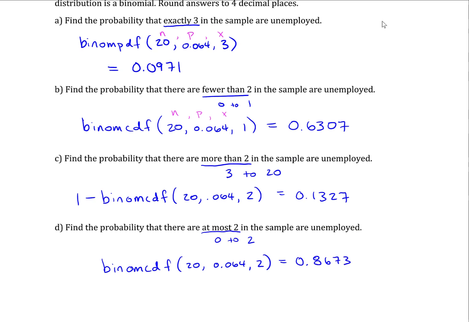And notice that is complementary to the previous answer that we have, because more than 2 and at most 2, these are complementary ideas to one another. So you can either have more than 2 of something, which would be 3 or greater, or at most 2 of something, which would be 0, 1, or 2.